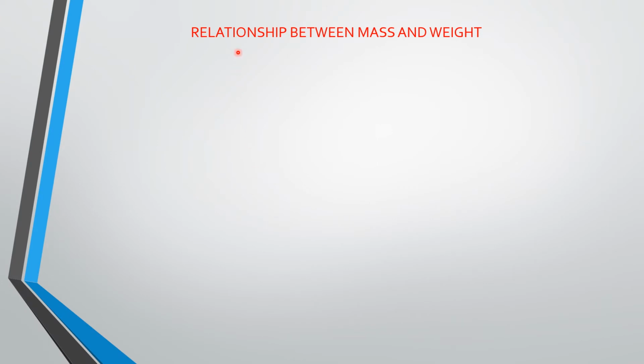Relationship between mass and weight. In our last class, we said that mass and weight are different. Mass is a scalar quantity and weight is a vector quantity. So now, what is the relationship between mass and weight?